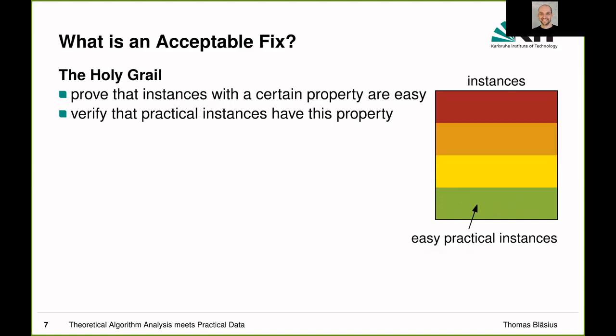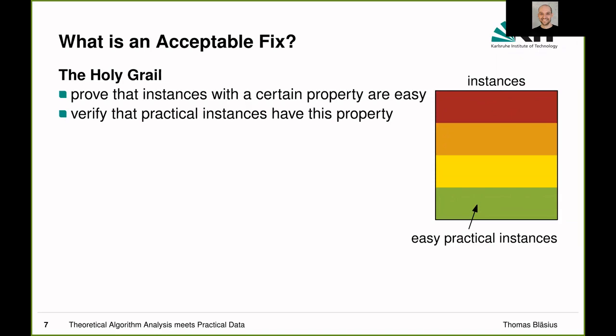Maybe it's not always such a binary thing. Maybe we don't want to have just easy and hard, but we want to have some things in between, some shades of gray basically. Well, then we might have something like a parameterized approach, where the strength of this property is given by some kind of parameter, and depending on how large this parameter is, I have easy instances at the bottom, hard instances at the top, and in between I have in between instances.